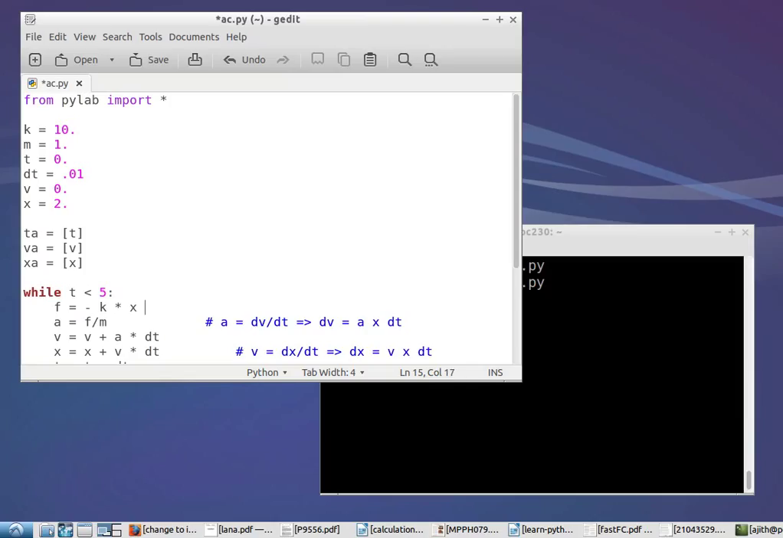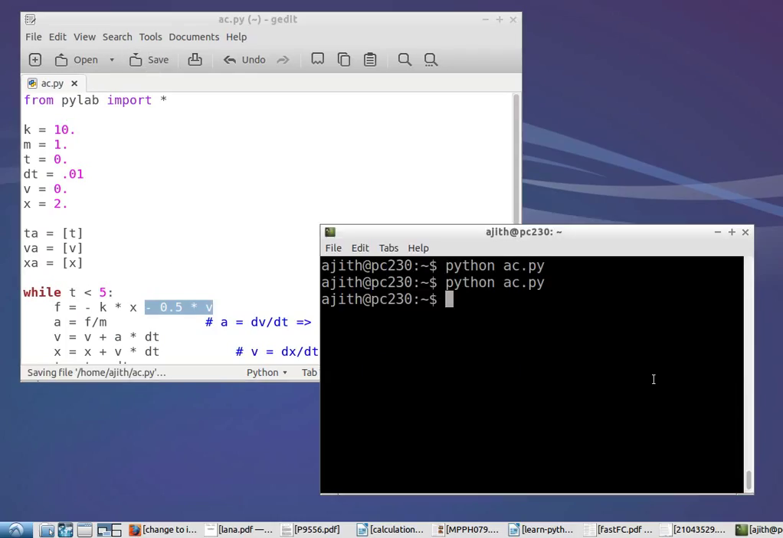So what will happen if there is some friction, and the force will not be minus kx? Suppose we put some force that is proportional to the velocity, right? Minus say 0.5 into v. A velocity dependent frictional term is added. That means force is this now. Let us see what happens.